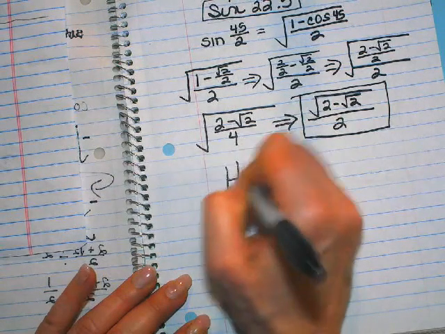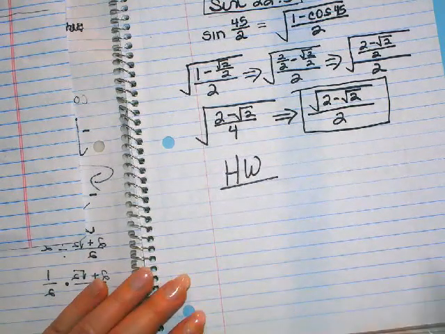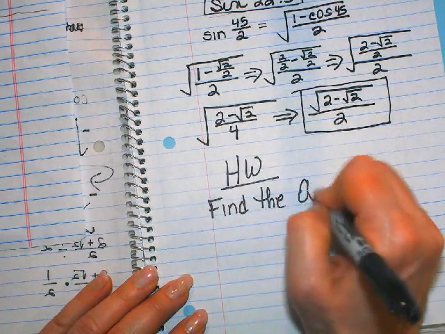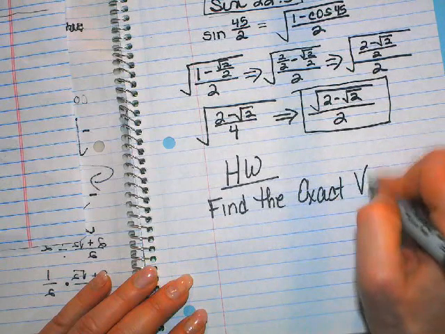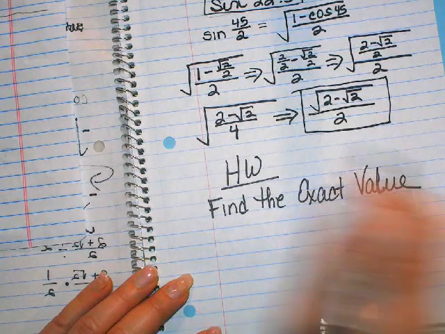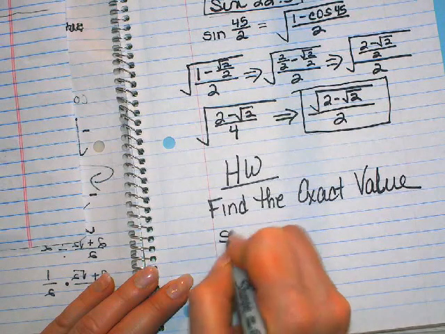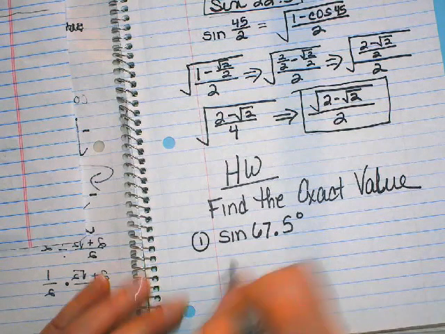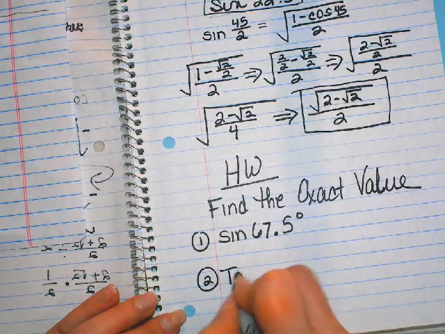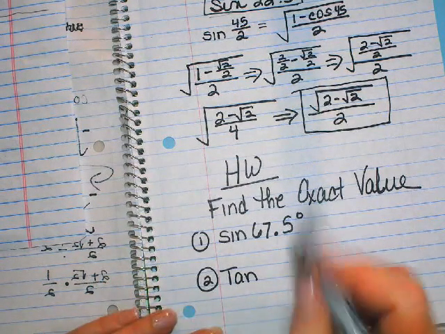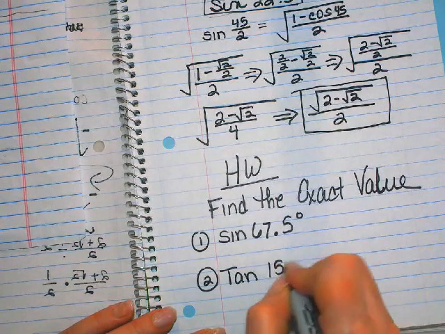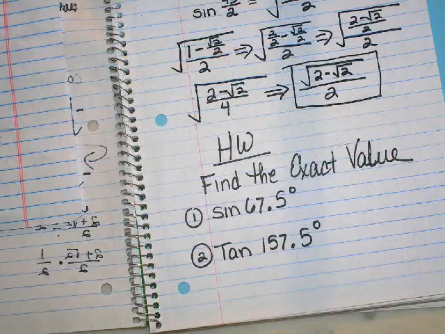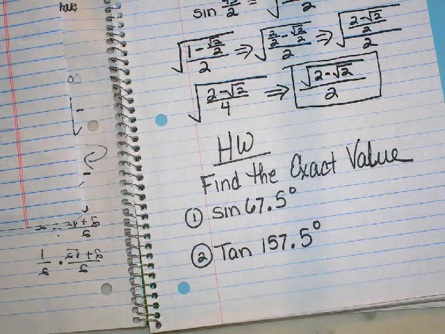And I just have 2 problems I want you to work on for homework. So I want you to find the exact value of the sine of 67.5 degrees and the tangent. We didn't use that formula yet, but it's there. The tangent of 157.5 degrees. Okay, so that's it.